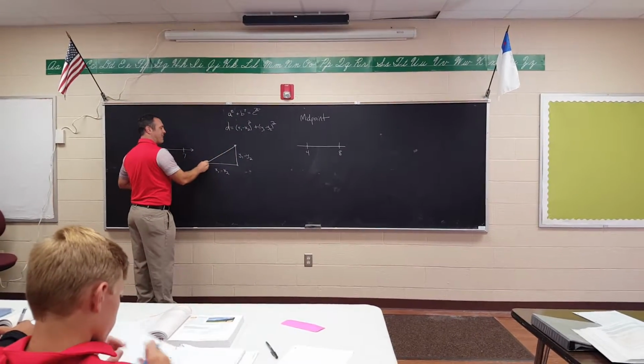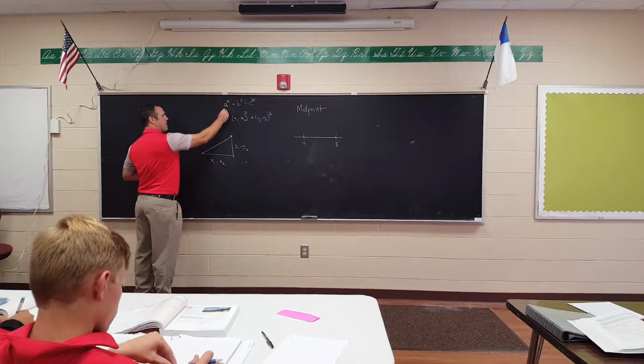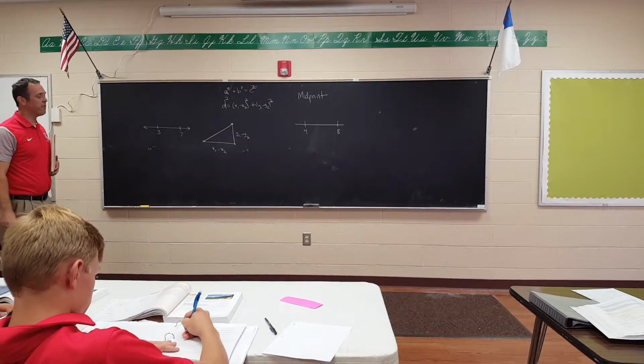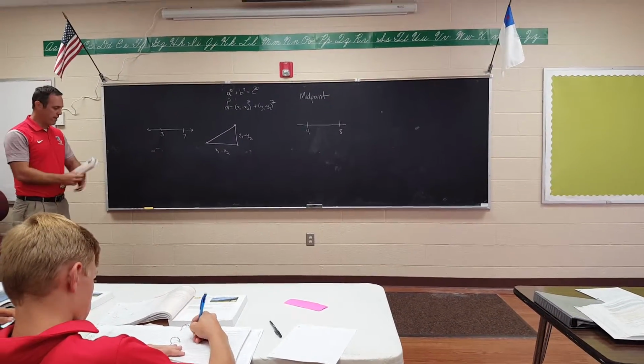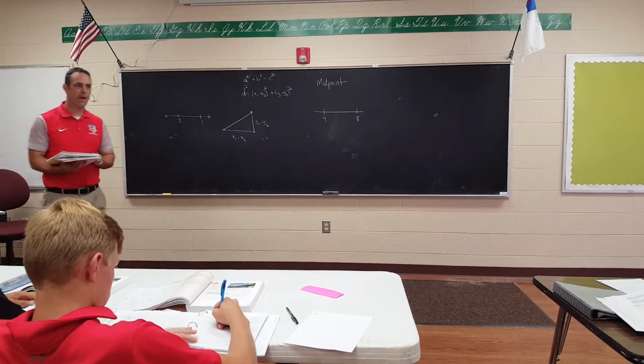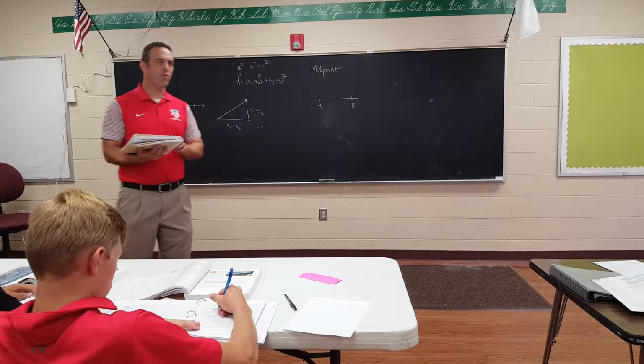And instead of it being c, this c is just the distance. It equals distance squared. So we get this from the Pythagorean theorem. Now, one of the definitions that you have to write down is the distance formula. You see that? So that should go into your notes.